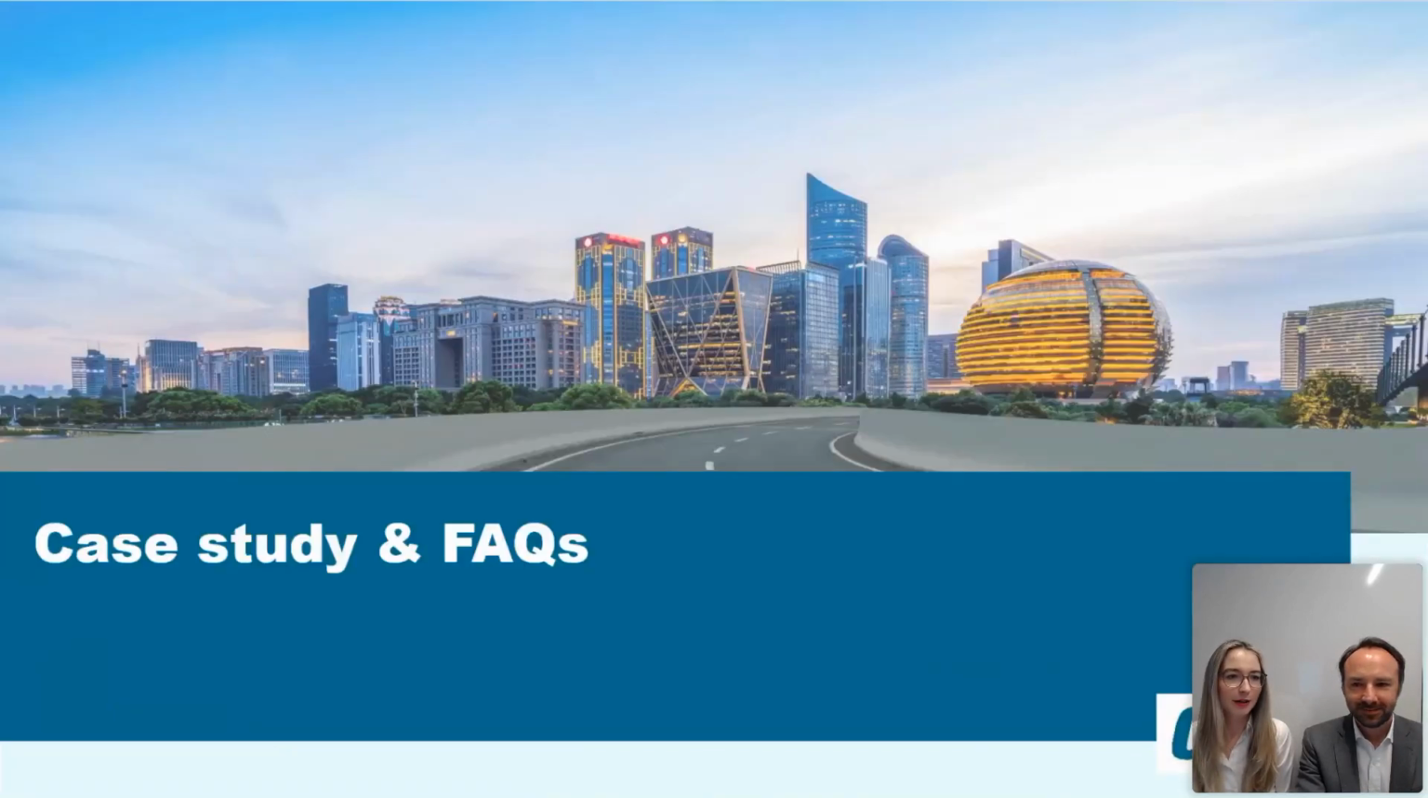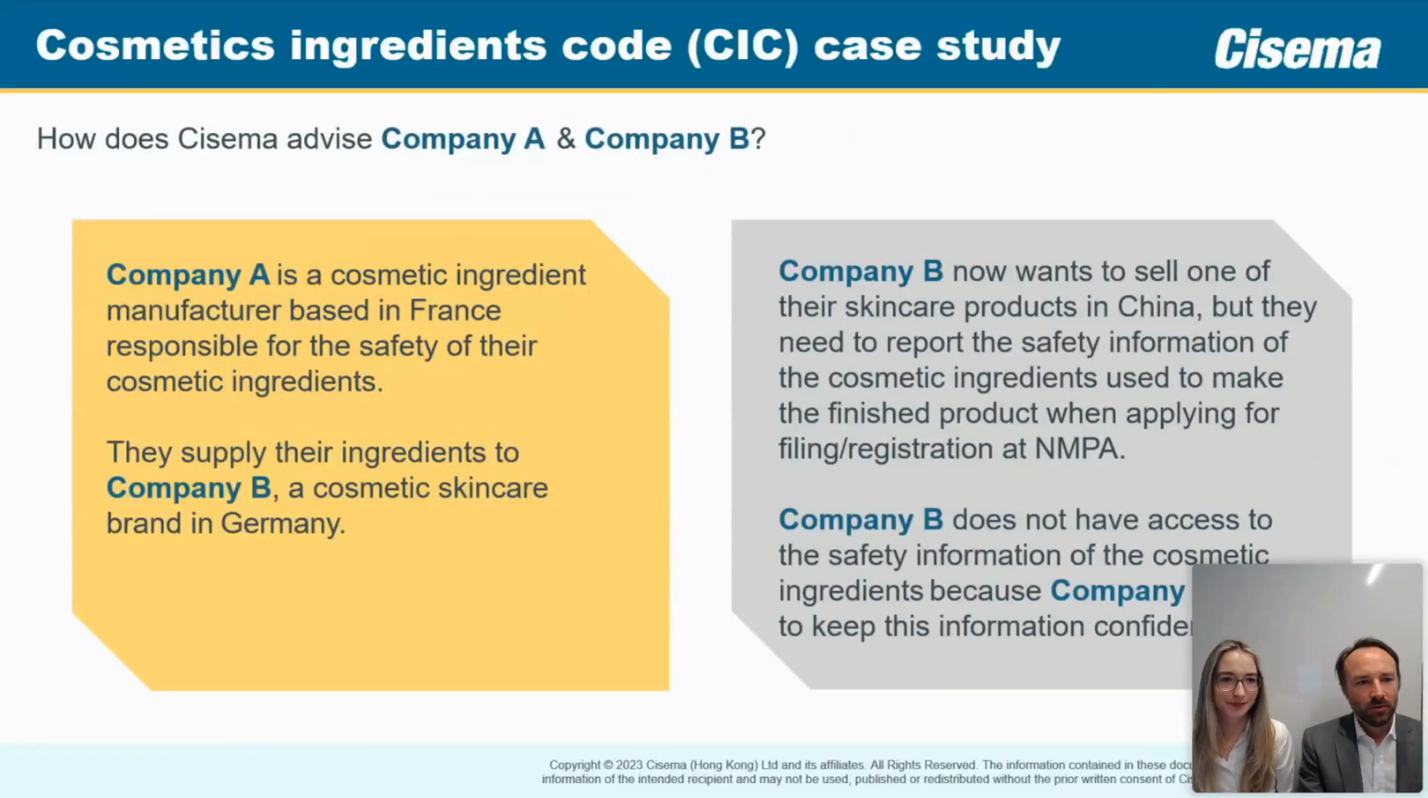So now we will speak about a small case study. So yeah, we just set out a typical example on the slide here. Company A, for example, is a cosmetic ingredient manufacturer or supplier based in France, responsible, according to the Chinese definition, for the safety of their cosmetic ingredients. They supply the ingredients to company B, which is, for example, a cosmetic skincare company in Germany. Now, company B is seeking to sell its skincare products to China. They need to make the relevant filing.